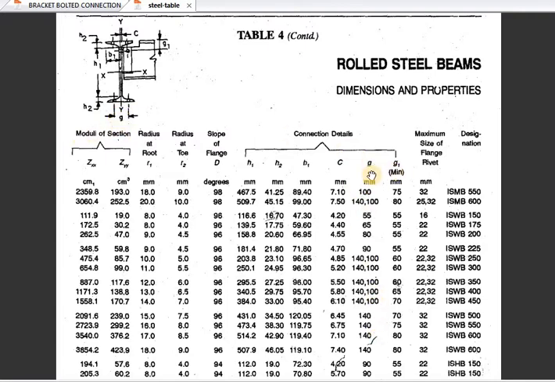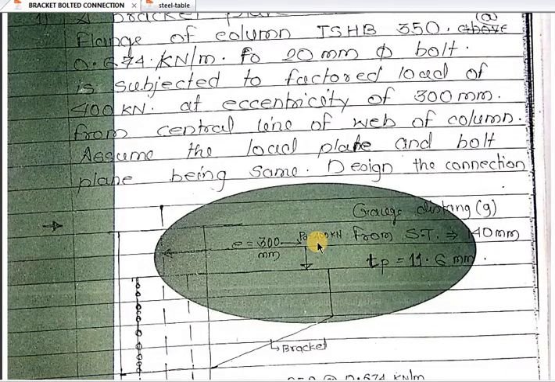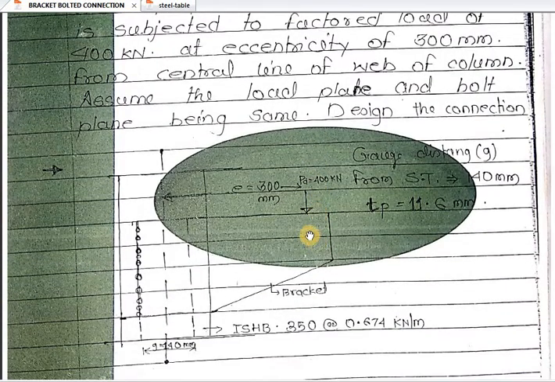G, that is the gauge distance, has been given in the steel table. That is 140 for this ISHB 350. So we will directly take G as 140. Here I have drawn a small figure for this, in which there is a load of 400 kilonewton applied at an eccentricity of 300 mm. The gauge distance we are taking from ST, that is, the steel table.